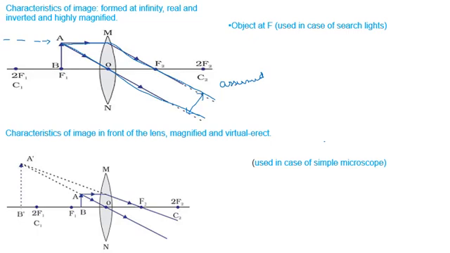Next characteristic of the image: in front of the lens, magnified and virtual erect. Now this is the last ray diagram of convex lens. Here what we have done, we have kept the object between the focus f1 and the optical center, right? When I kept the object between the focus and optical center, what I can see over here is the first ray, which is parallel to the principal axis, after refraction passes through the f2. And the second ray goes directly through the optical center, going as it is.